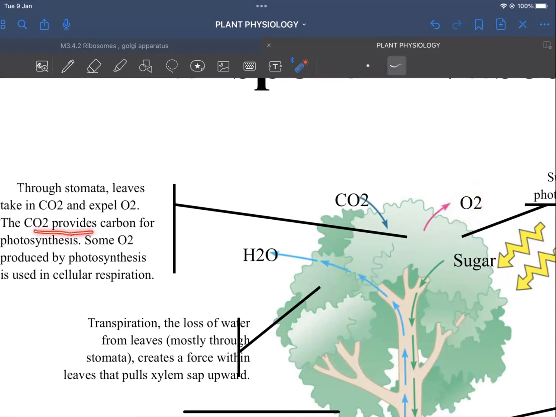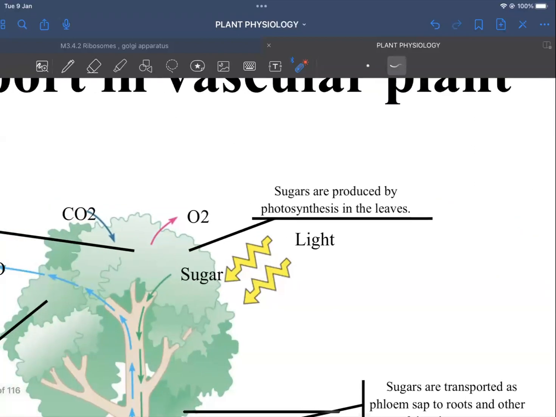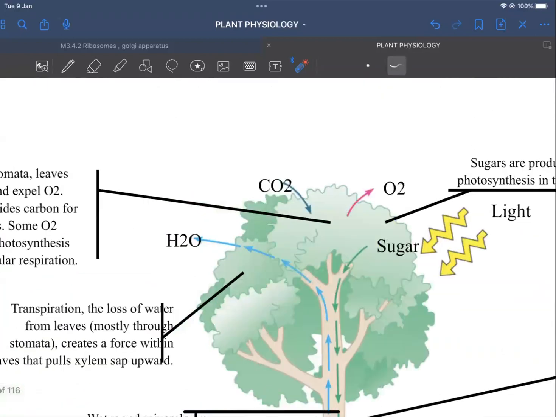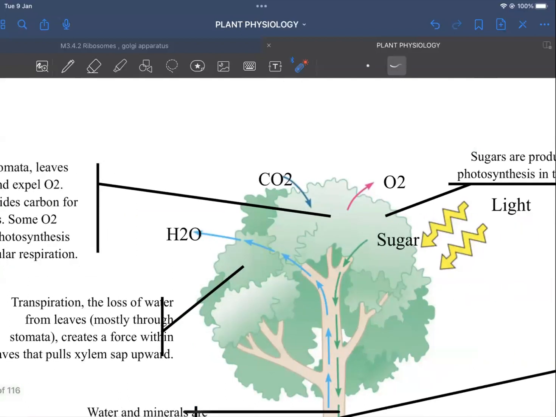The carbon dioxide provides the carbon for the photosynthesis process. Some of the oxygen produced by photosynthesis is used for their cellular respiration. When cellular respiration happens, they release carbon dioxide as well.